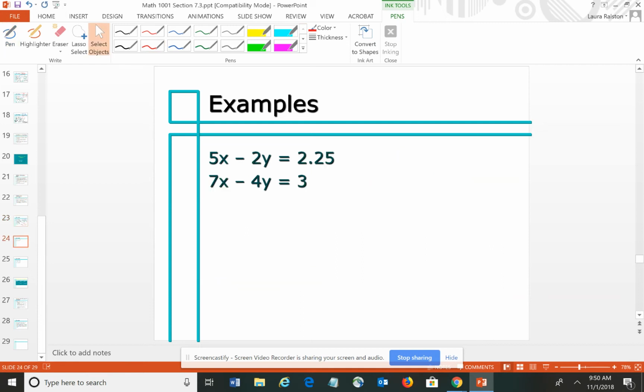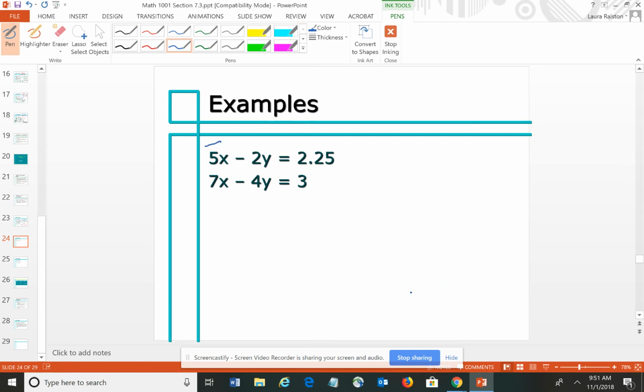All right, next example. 5x minus 2y equals 2.25, and 7x minus 4y equals 3. Now again, you can be selective as to which variable you want to eliminate. In this case, I notice I've got a -2 and a -4 in front of the y. So I think I want to try to eliminate the y's.